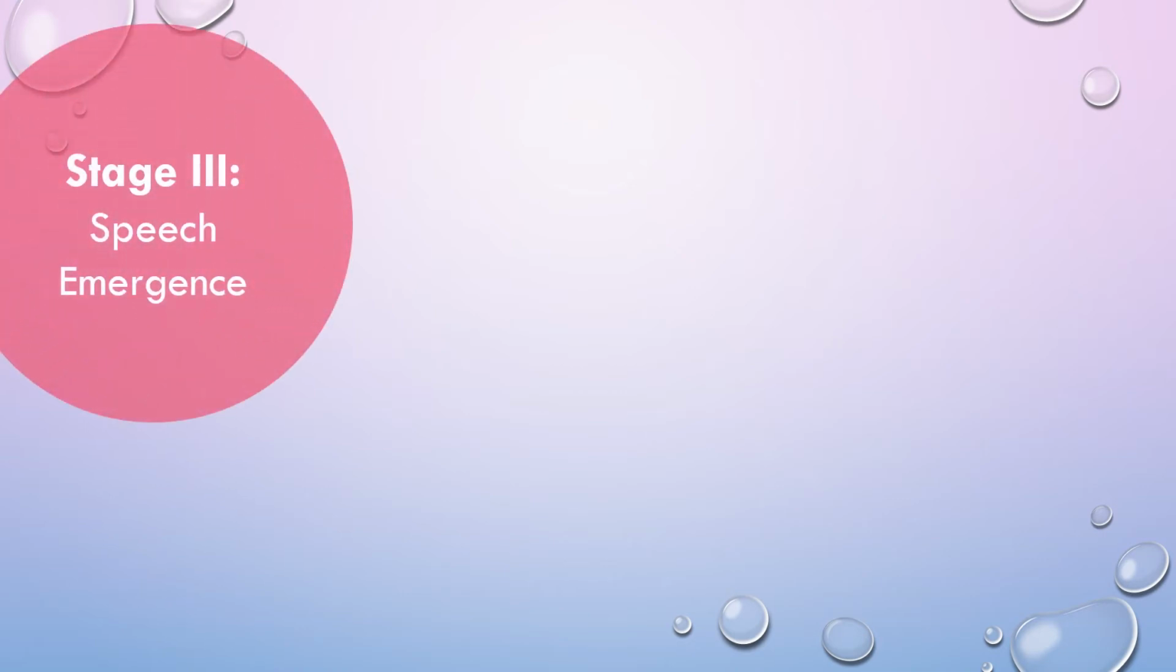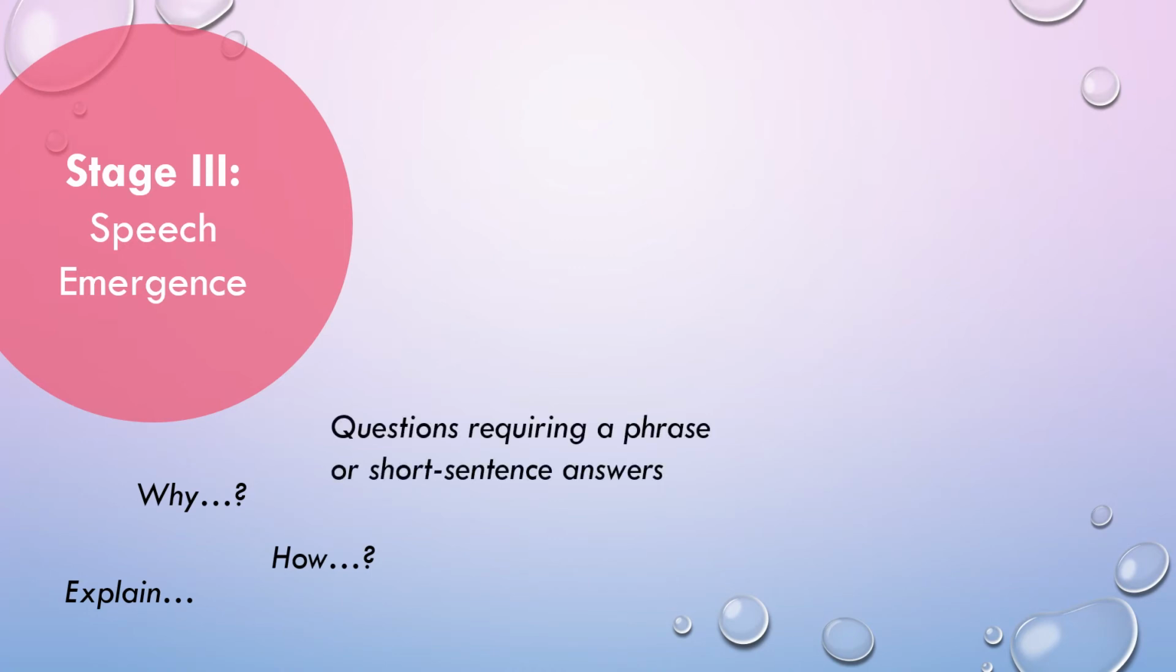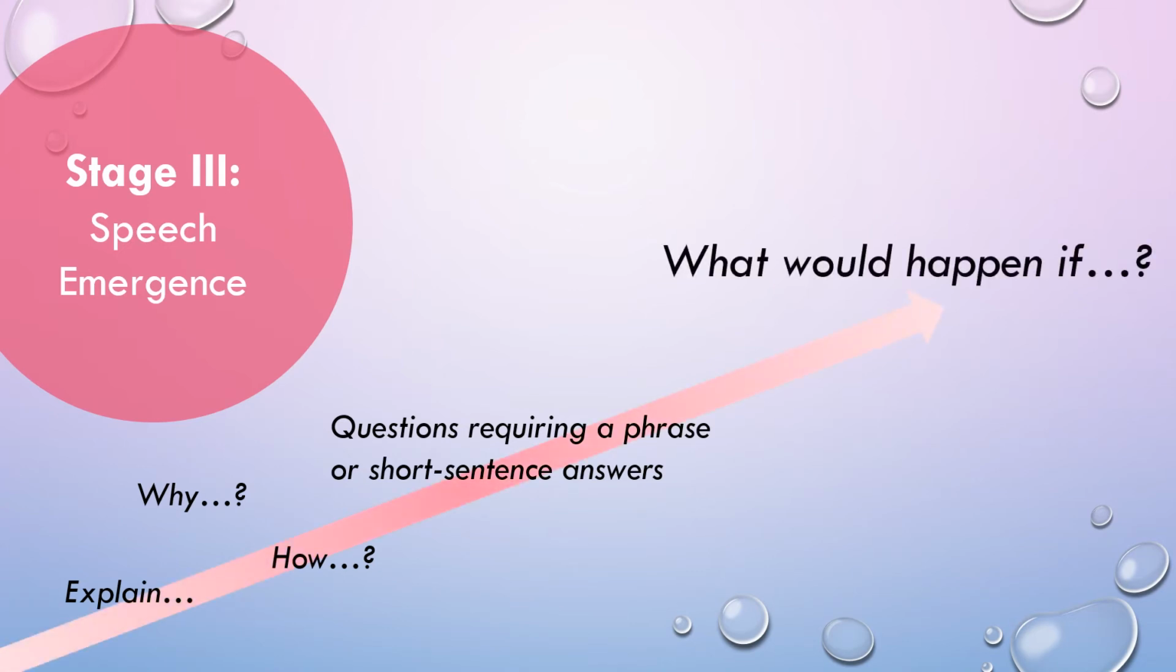In stage 3, speech emergence, students are able to say simple sentences. Teachers can ask why, how questions. They can ask students to explain. The idea is for students to provide a phrase or short answer instead of just a yes or no or one word response. Again, challenging the student by having them navigate their zone of proximal development is our ultimate goal.